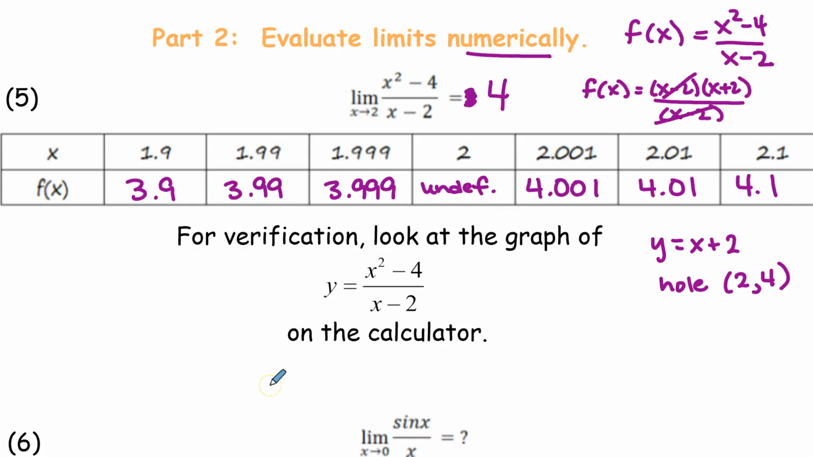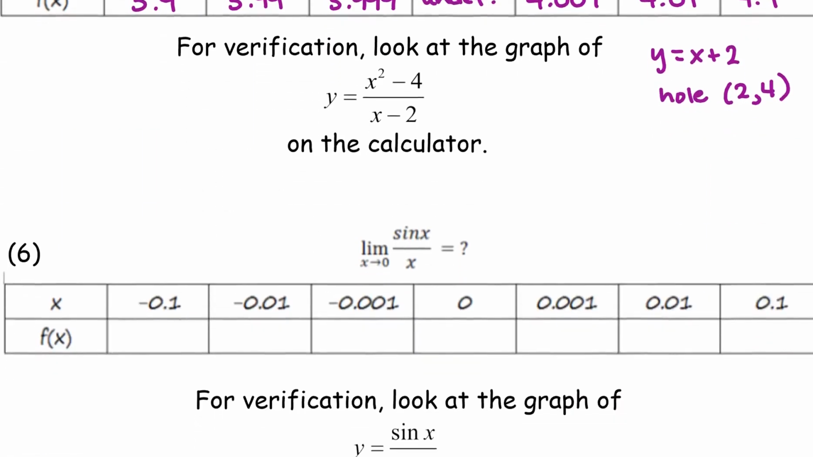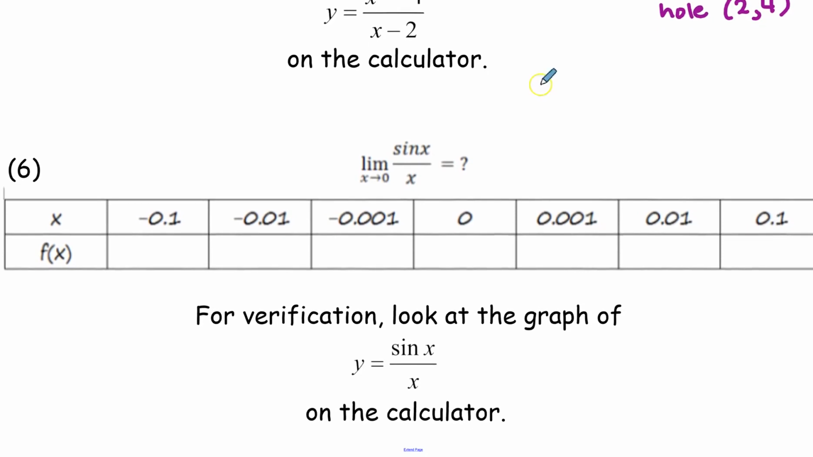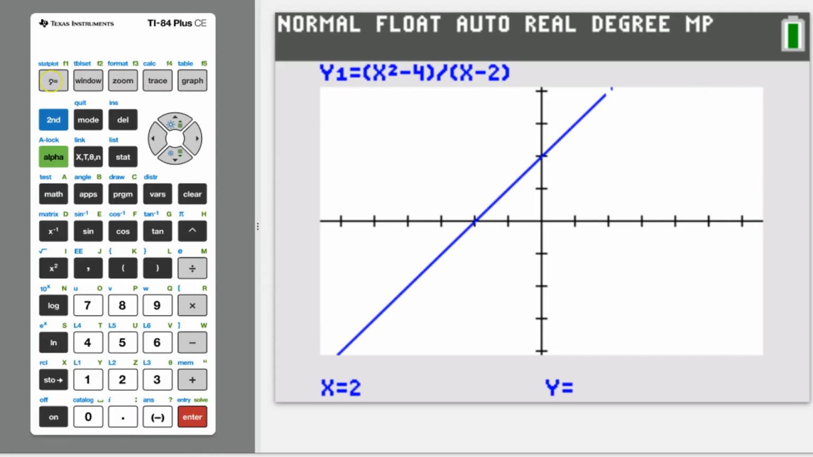Okay, last problem. Same idea, different function. This would have been something like f of x equals sine of x over x. Something that we're not familiar with. We're going to find the limit as x approaches 0 using a table, putting in numbers that are getting closer and closer to 0 from the left, and numbers that are getting closer and closer to 0 from the right. So let's do that on the calculator.